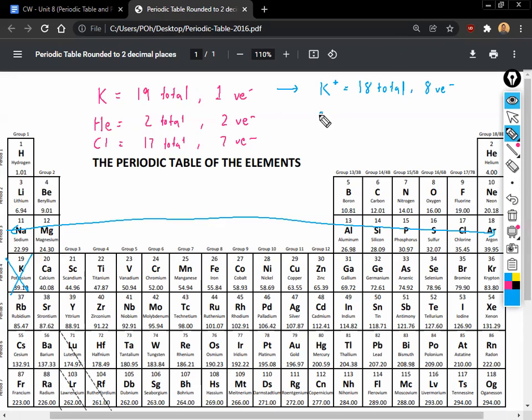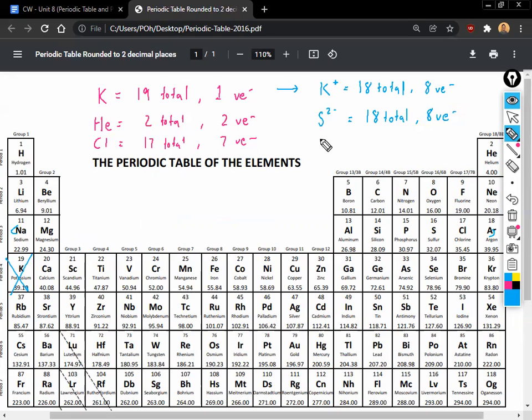The next one is S2 minus. So S is sulfur. So regular sulfur has 16. So if it's -2, did I gain or lose electrons? I gained, right? So I gained 2. So I go from 16 to 18. Okay, so sulfur is going to have a total of 18 electrons. Okay, and how many valence electrons will S2 minus have? 8. Good.